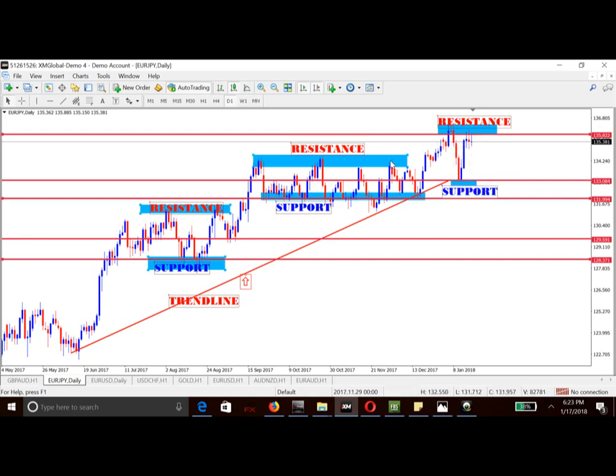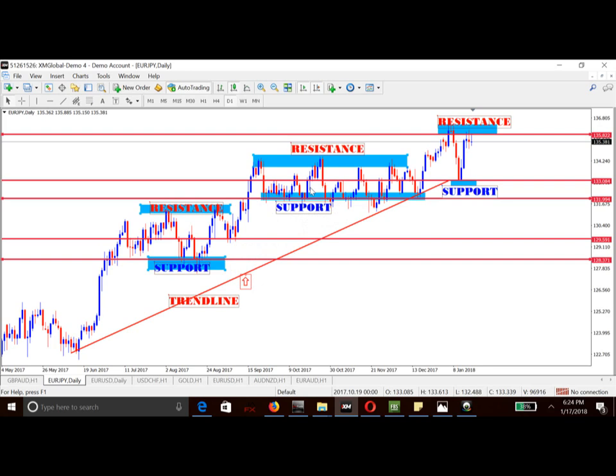Now, that particular resistance has now become support. In a subsequent time, buyers and sellers are going to look at these zones when making decisions in their trading. So it is very important to have a good knowledge of support and resistance. As time goes on, you are going to understand better what support and resistance is all about.